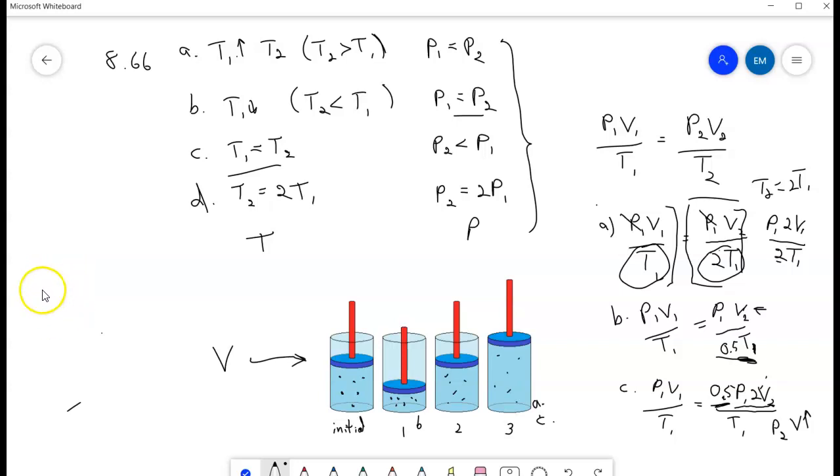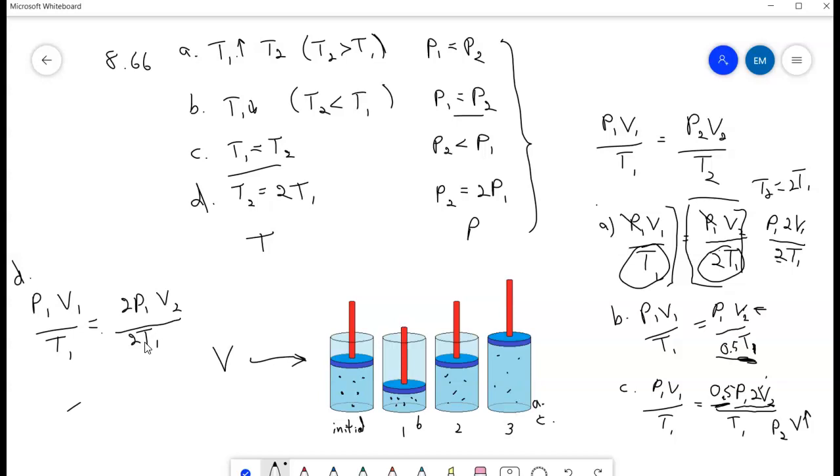D, it's an interesting one. Let me go back to here, D. P1 V1 over T1 is equal to, what are we doing here? We're doubling temperature, we're doubling pressure. So 2P1 times V2 over 2T1. Remember, temperature's doubled, so T2 is equal to 2T1.